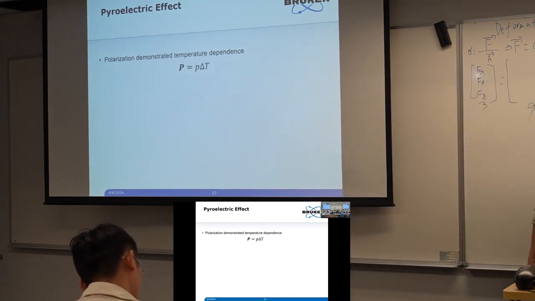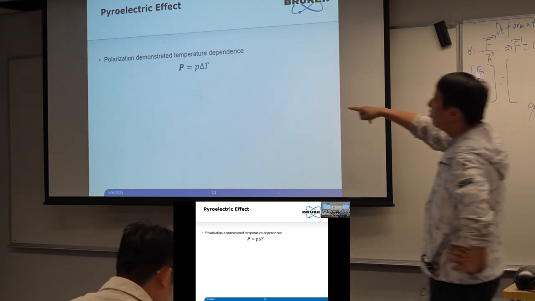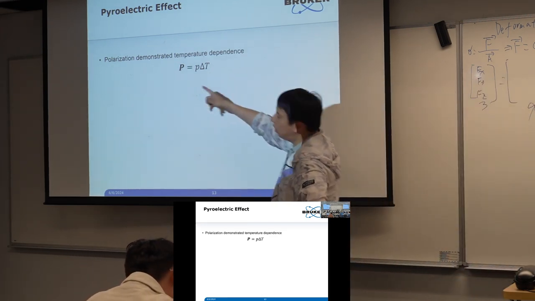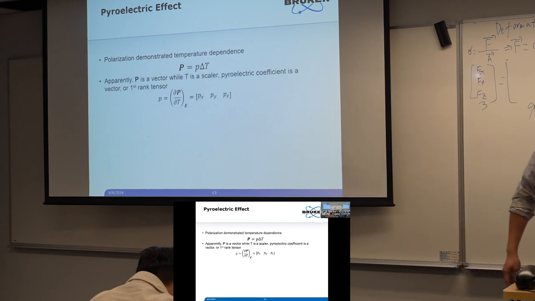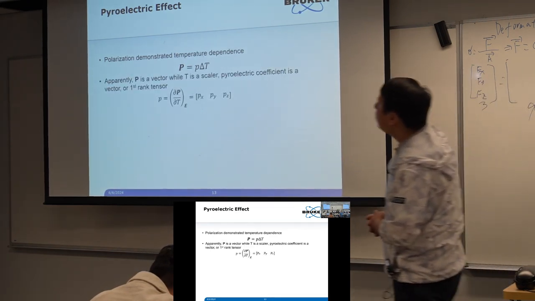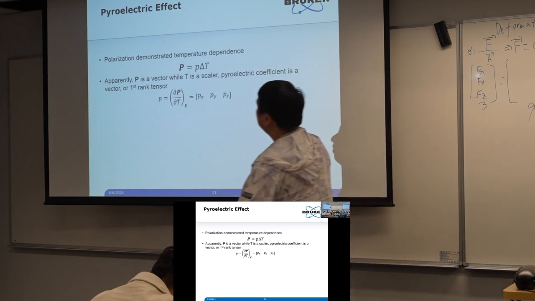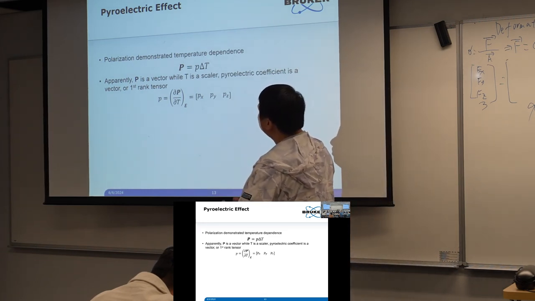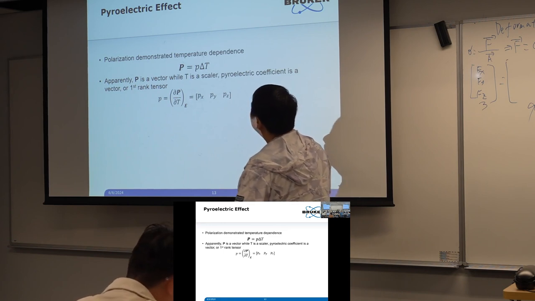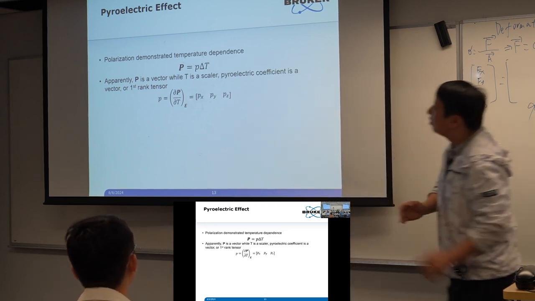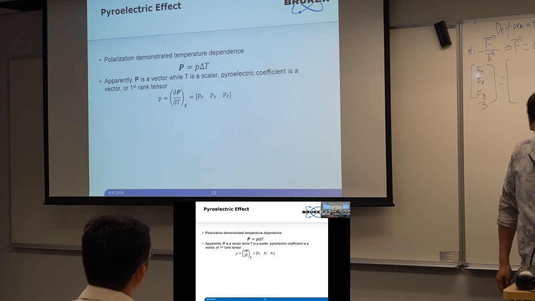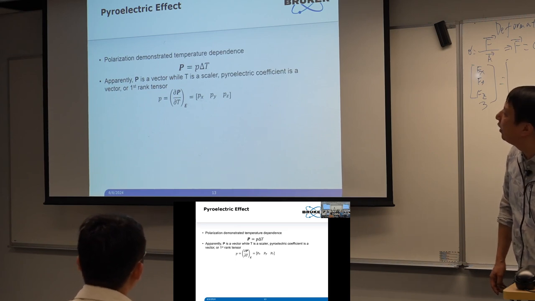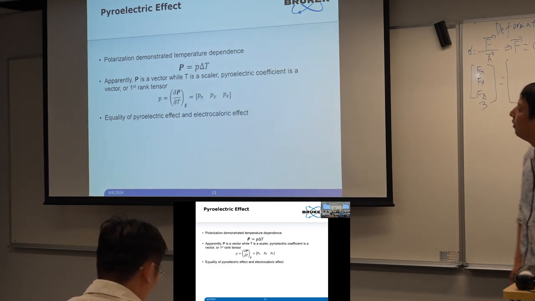So this relationship can easily be written down as the change of polarization equals p times the change of temperature. Of course, the temperature is a scalar, and the polarization strength is a vector. So this is very easy. Our pyroelectric coefficient is just a vector. It's a first rank tensor.